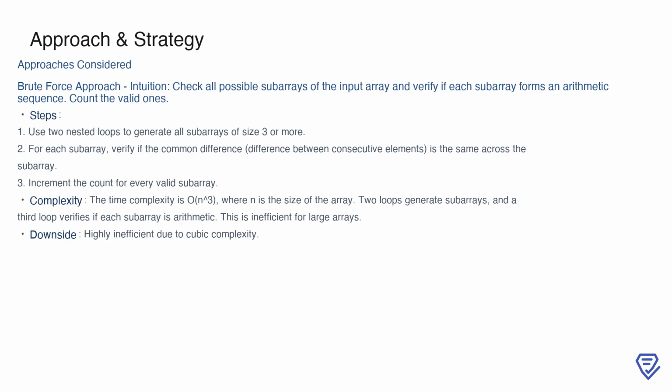To solve the problem of counting arithmetic slices in an array, we first consider the brute force approach. The intuition here is straightforward: we check all possible subarrays of size 3 or more and verify if each one forms an arithmetic sequence. This involves using 2 nested loops to generate all potential subarrays and a third loop to check if the difference between consecutive elements remains constant across the subarray. If it does, we increment our count for valid slices.